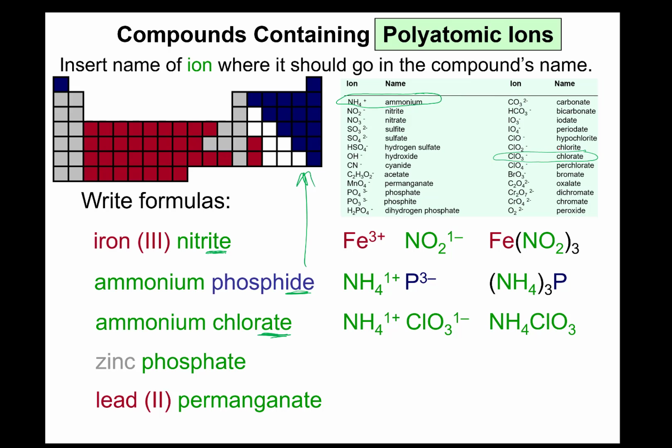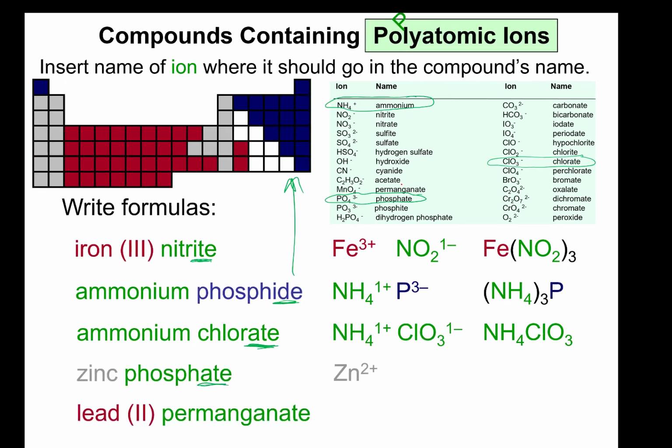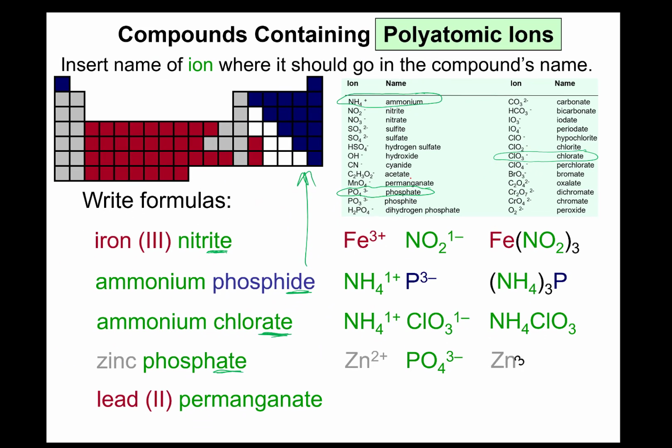Zinc, even though it's in the D block, it always has a +2 charge, so that's why we don't see a Roman numeral in the name. The ion is Zn2+. Phosphate is the polyatomic ion. It's not phosphorus. You were supposed to memorize that. In case you forgot, it's right here. PO4 3-. So Zn3(PO4)2.